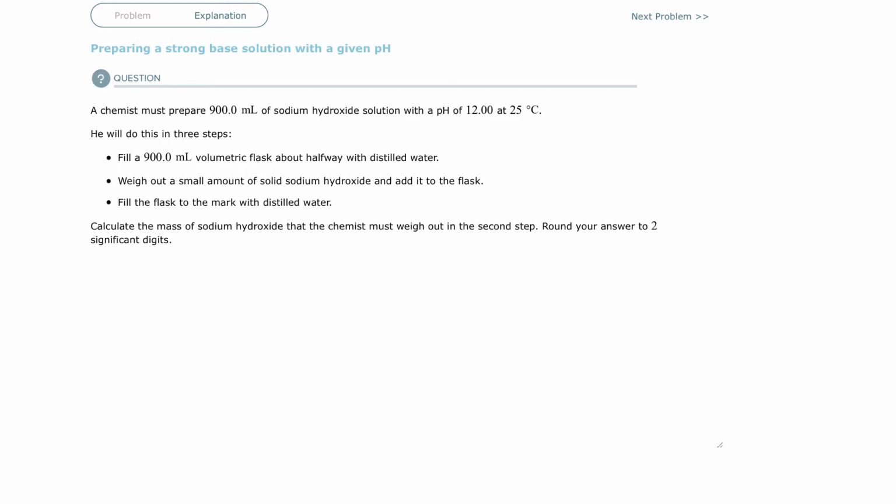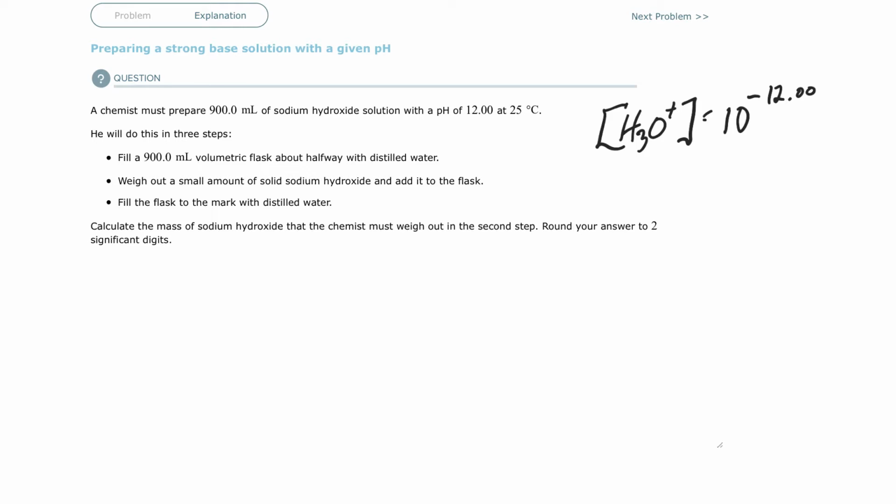pH, remember, is related to the concentration of hydronium, which is H3O+. If you were to say that the hydronium had a pH of 12, then what you would actually say is that the concentration of hydronium equals 10 to the minus 12. So this is 12.00, and 10 to the negative 12 is the concentration of hydronium.